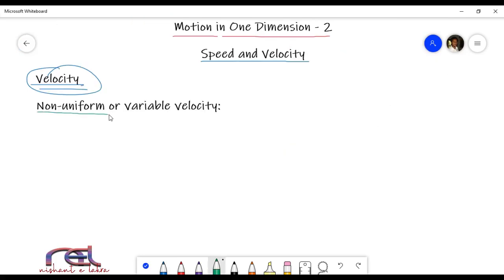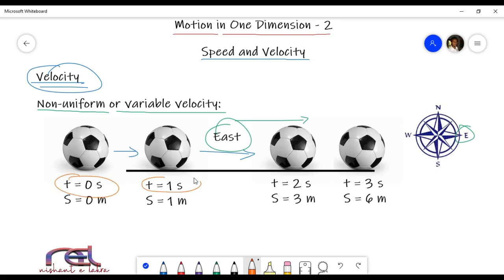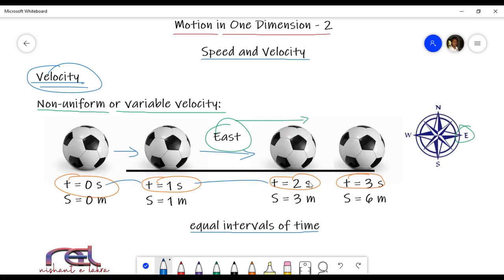Let's understand about non-uniform or variable velocity. Looking at the screen, you will see that there is a football, right, which has traveled a particular distance in particular time. It has moved eastwards. The initial time is 0 second, and then in 1 second, 2 seconds, and 3 seconds, right? You see that the time interval is same, right? Time interval is equal. 1 second, 0 to 1, 1 to 2, 2 to 3 is 1 second. So there's equal intervals of time.